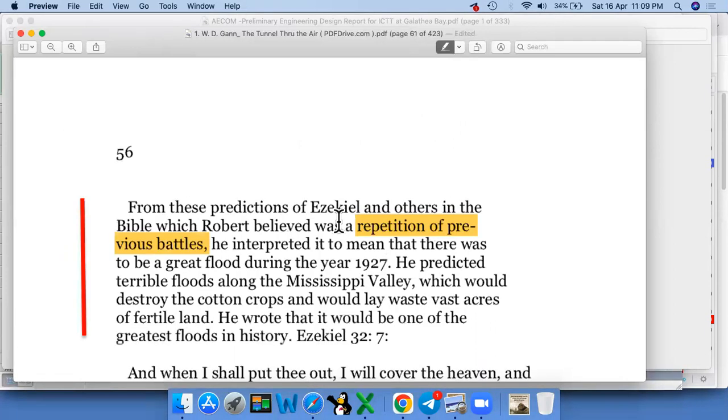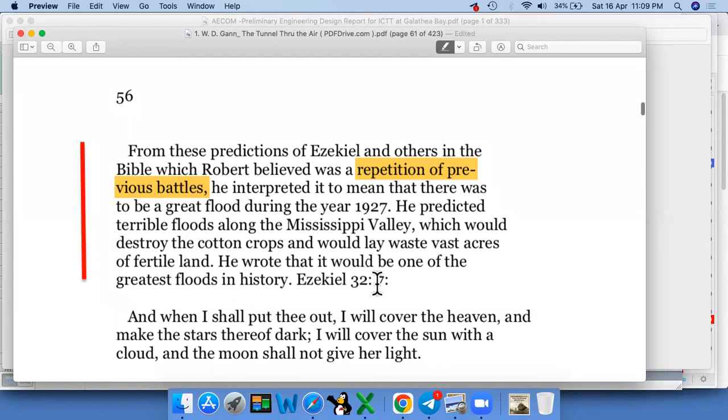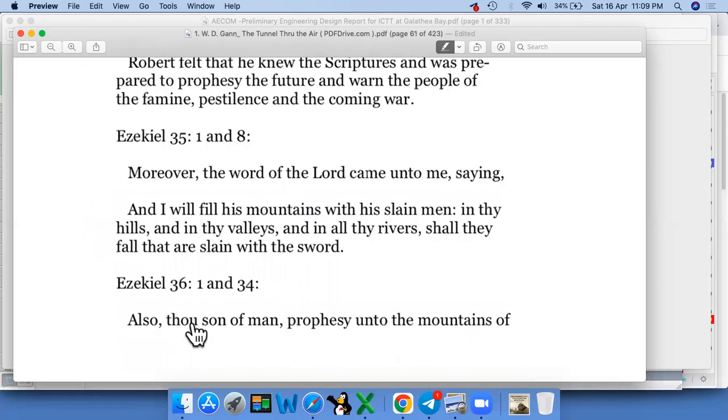From these predictions of Ezekiel and others in the Bible, which Robert believed was a repetition of previous battles, he interpreted it to mean that there was to be a great flood during the year 1927. He predicted terrible floods along the Mississippi Valley, which would destroy the cotton crops and lay waste vast acres of fertile land. He wrote that it will be one of the greatest floods in history. So these are again a few of the interpretations, probably written in Ezekiel 37, 7, 32, 7. Anyone who is interested in finding out the details can just go to those chapters of the book.